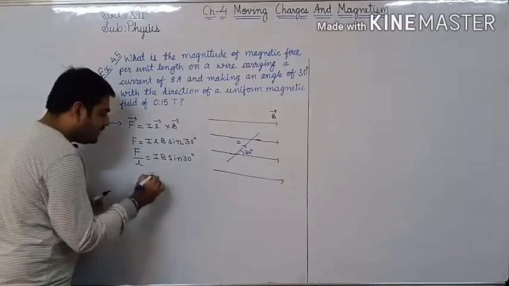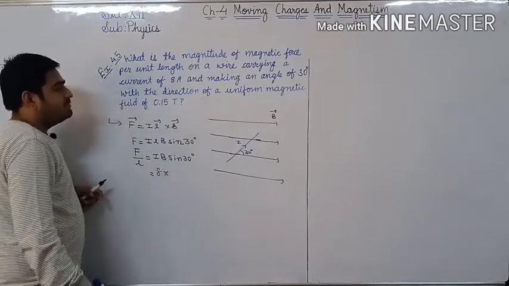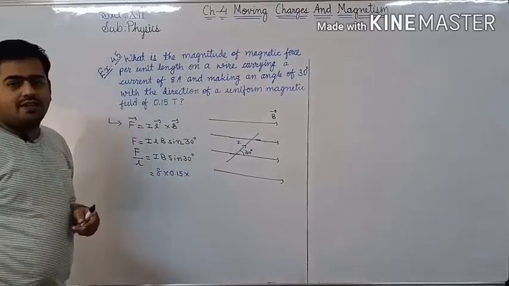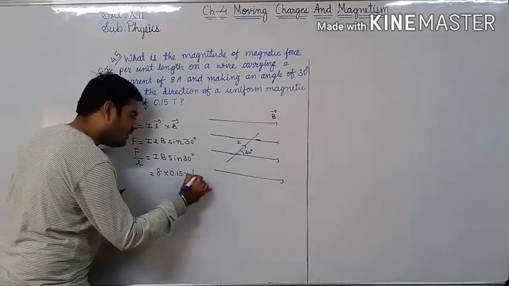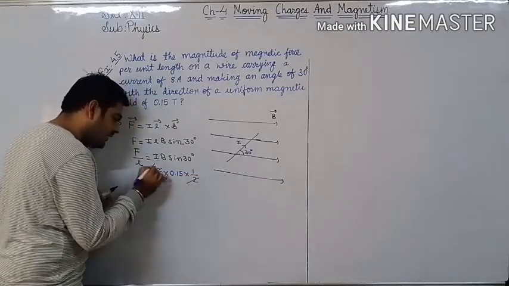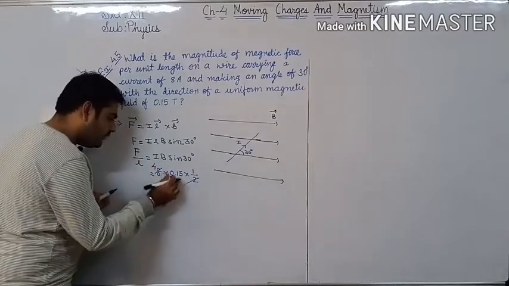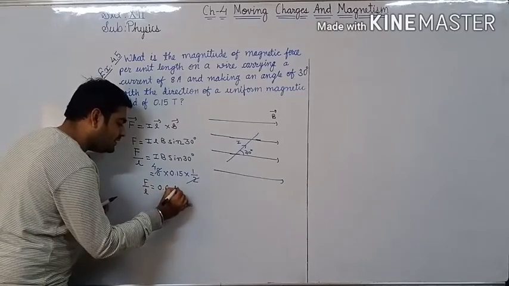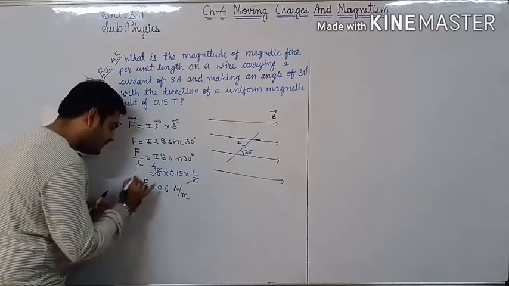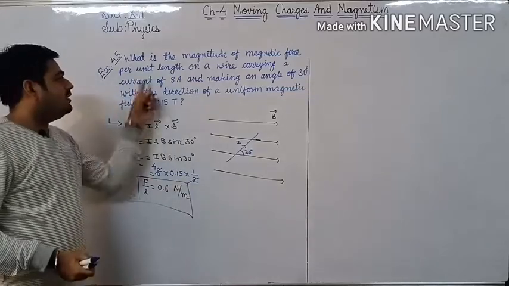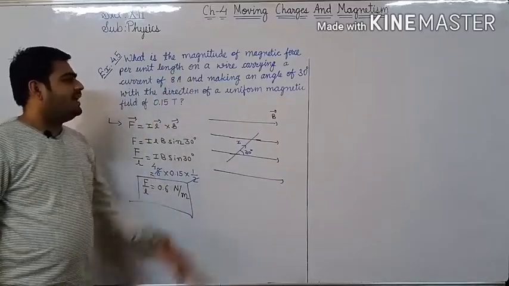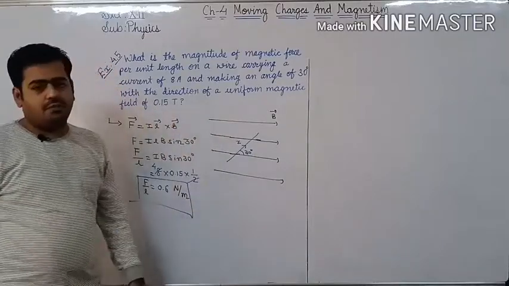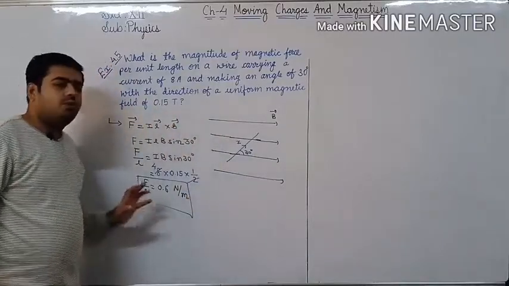Electric current I, that is 8 ampere. Magnetic field, that is 0.15 Tesla. And what is the value of sin 30? That is 1 by 2. 2 4s are 8. So 0.15 into 4, that is 0.6. So force per unit length, that is 0.6 Newton per meter. This is the force per unit length on a wire carrying current 8 ampere making an angle of 30 degree with the direction of uniform magnetic field of 0.15 Tesla. So this is the value of force per unit length.